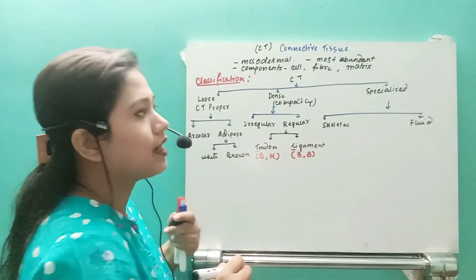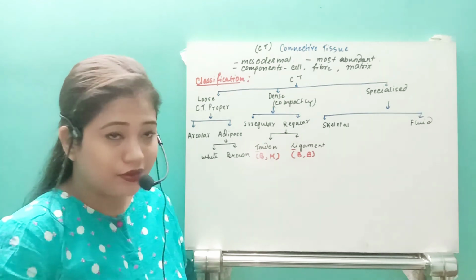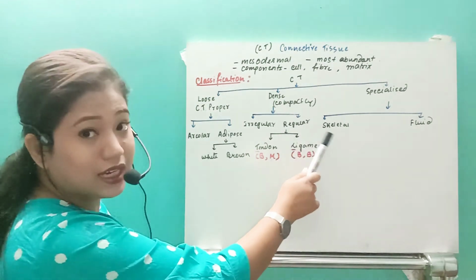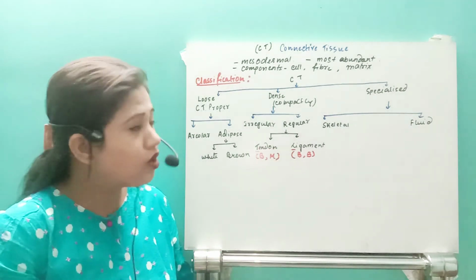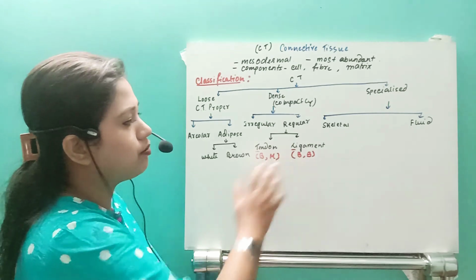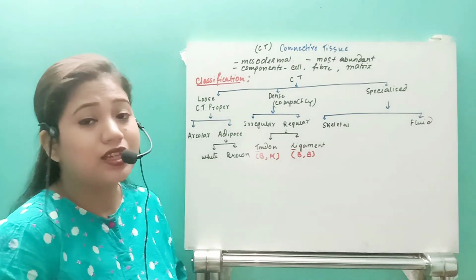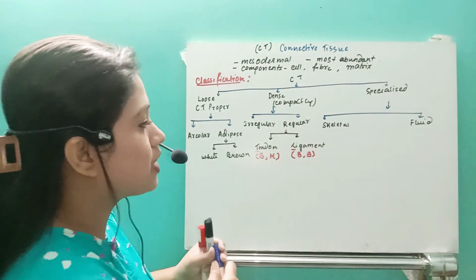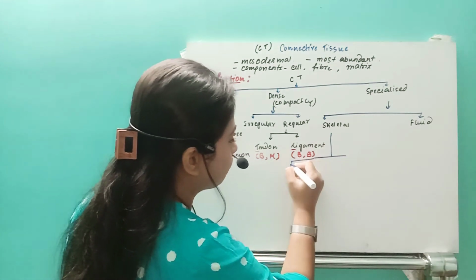So skeletal connective tissue is one type of specialized connective tissue. Never think that skeletal type of connective tissue is a type of dense connective tissue. No, dense connective tissue will be tendon and ligament, but skeletal connective tissue will be a specialized connective tissue, right? Remember that. Now the skeletal connective tissue can be further divided into two types, right?